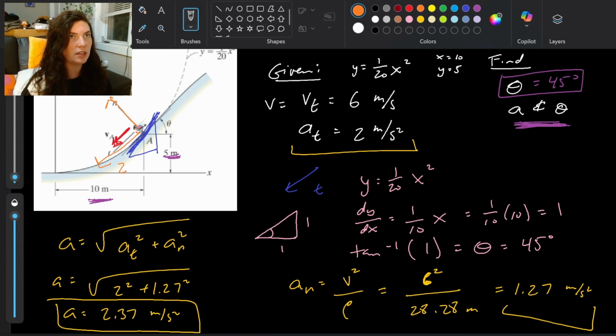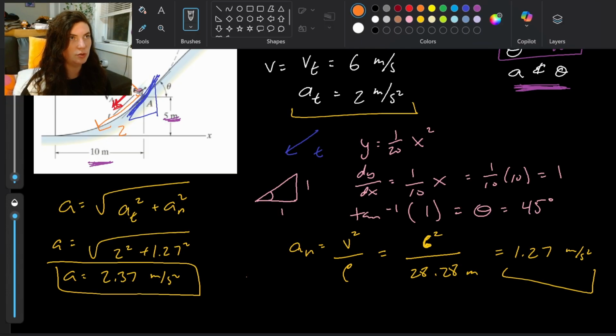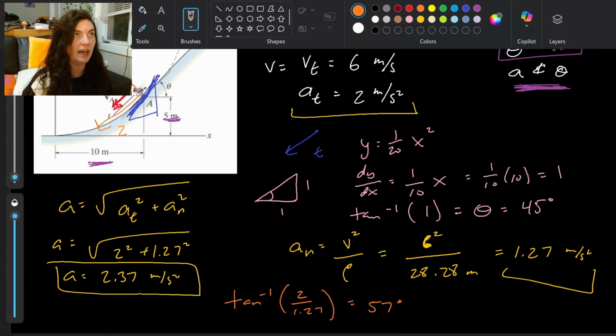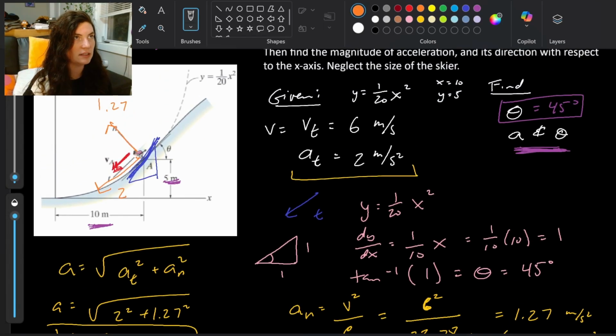So when I do the arctangent of these two variables that I have for the n and t axes, the arctangent of 2 over 1.27, I'm getting 57 degrees. But again, that 57 degrees is not out from the x-axis, it's actually out from our n-axis. It's offset here. So our a, here's the angle that we just found.